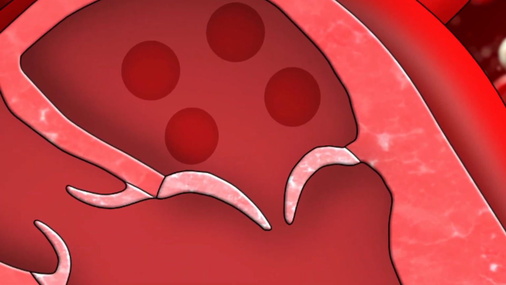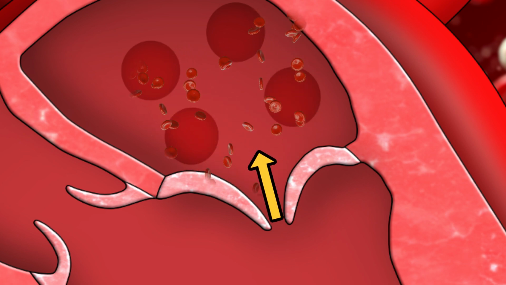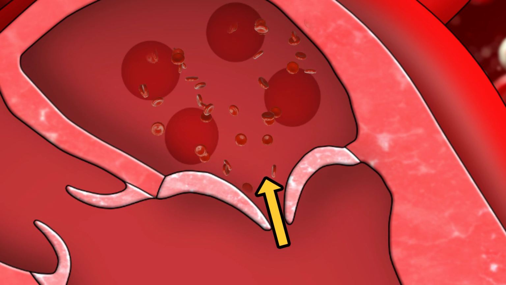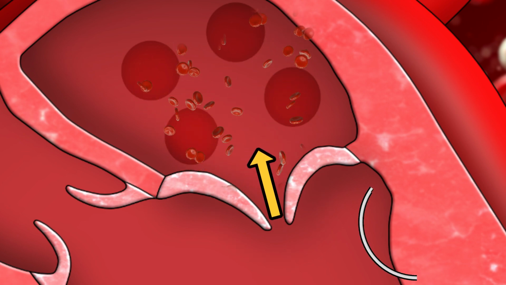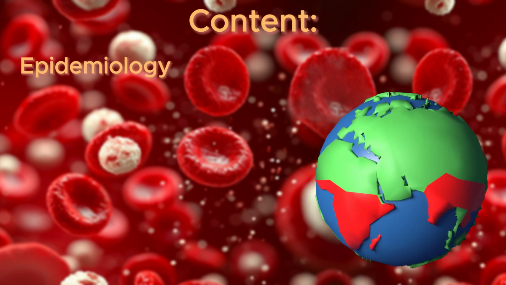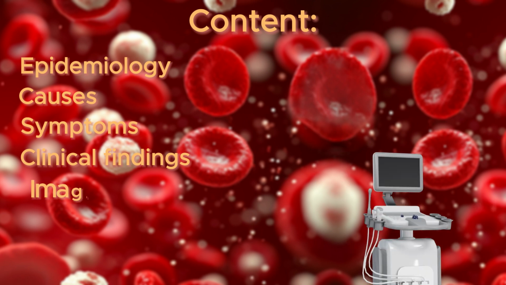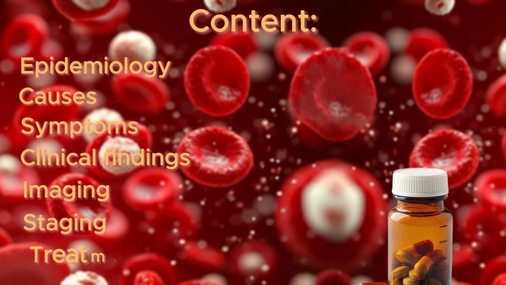Mitral regurgitation occurs when the mitral valve does not close properly, causing a backward flow of blood to the left atrium. The problem can be in the valve itself or in the myocardium. In this video, we will go through the epidemiology, causes, symptoms, clinical findings, imaging, staging, and treatment.